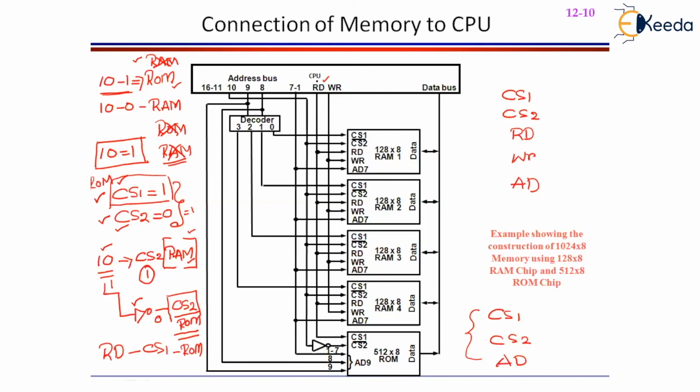Obviously, read will be equal to 1, which means that read is equal to 1, that is CS1, and the 10th digit is equal to 1, which is inverted, that is connected to CS2 of ROM, which will select ROM and which will disable the RAMs, because all the RAM chips' CS2 is from the 10th digit.